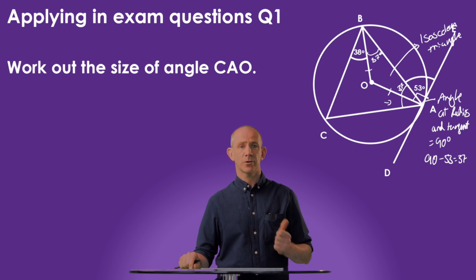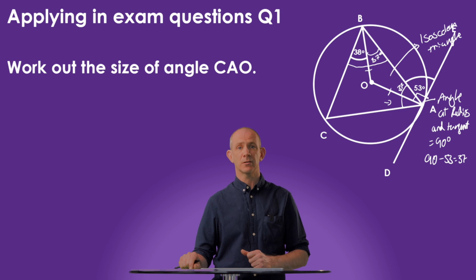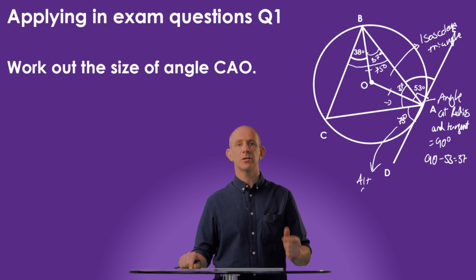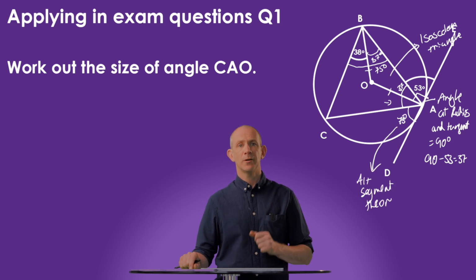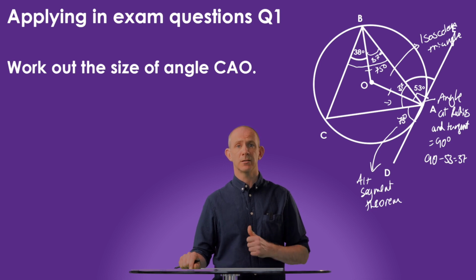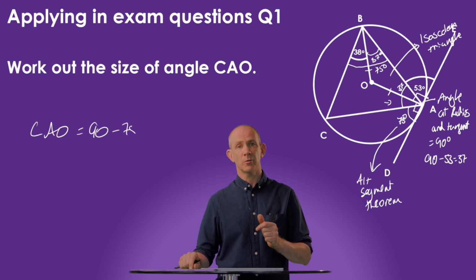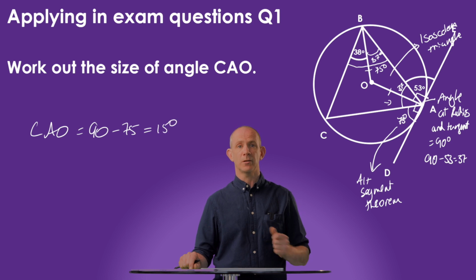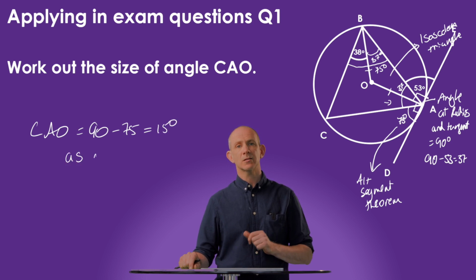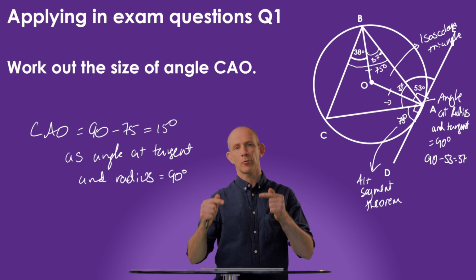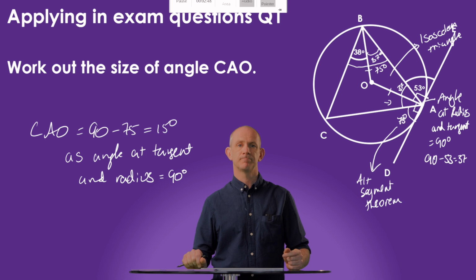If we add this to 38, we'll get 75 degrees as the angle ABC of the triangle. This will match the angle at CAD due to the alternate segment theorem. If we know that the angle at OAD is 90 degrees due to it being the angle between the radius and a tangent, then CAO will equal 90 take away 75 degrees, which equals 15 degrees. So we can state that CAO equals 15 degrees. We've also stated our reasoning throughout the working out for these problems.